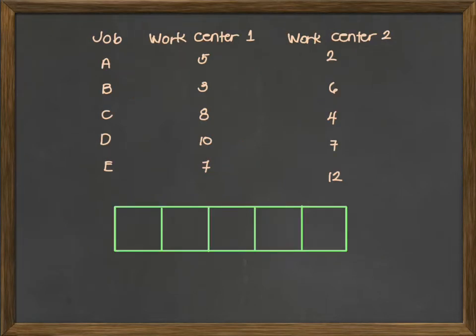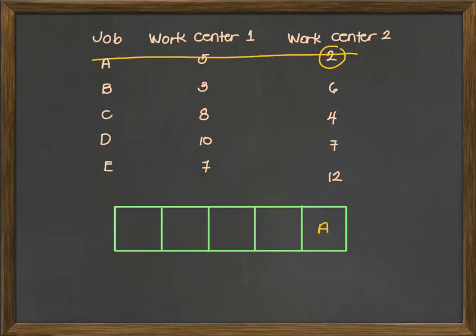So, ang sabi, first step is to look for the smallest number. If we are to scan the first and the second column, the smallest number that we can see is number 2, which is for job A, and this is under the second work center. Now, ang sabi, if the smallest number belongs in the first work center, we are to sequence the job first. And if the smallest number is at the second work center, we are to sequence the job last. So since si number 2 is nasa second work center, job A will be sequenced last.